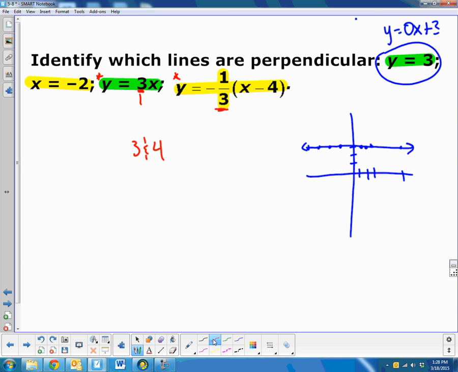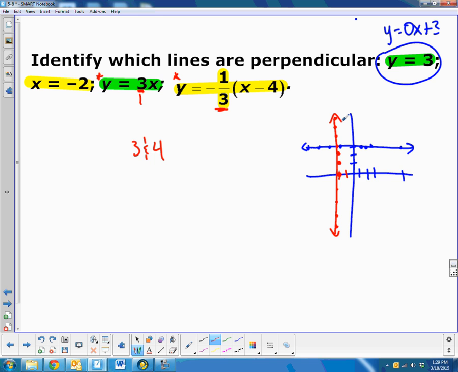Do the same thing with x equals negative 2. So when x is negative 2, when y is 1, x is negative 2. When y is 2, x is negative 2. When y, you get the idea. Negative 2, always, always, always negative 2. It doesn't matter what y is. x is always negative 2.